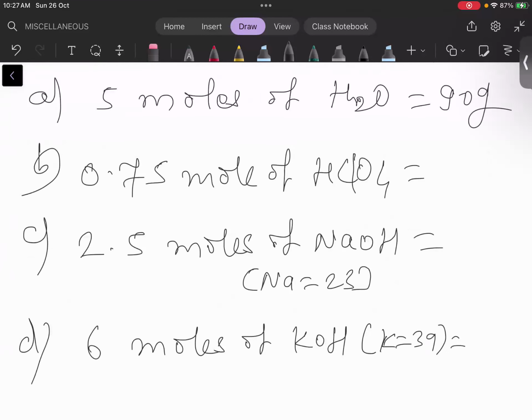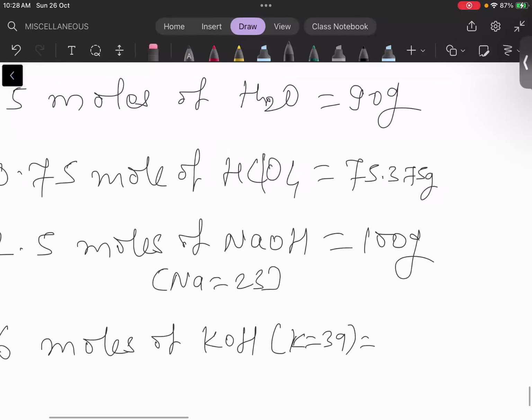जल्दी कैलकुलेट करो. Sir, second is 75.375 gram. And third is 100. Yes. Second is how much? 75.375 gram. Correct. Chalo. Third one is 100 grams. Right. 100 grams. And 336 grams. 336.